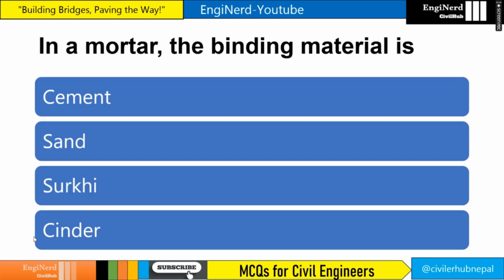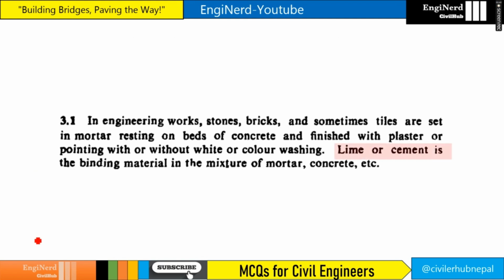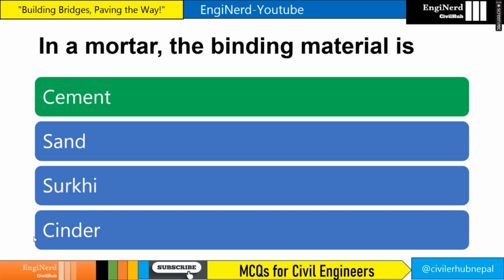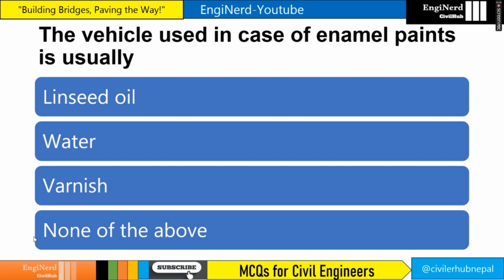In mortar, the binding material is, if you see here, lime or cement in the mixture of mortar, concrete, etc. So our answer will be cement, right? Next, the vehicle used in the case of enamel paint is varnish. This is also an important question.